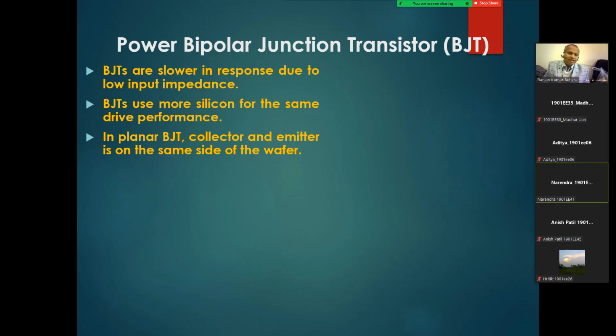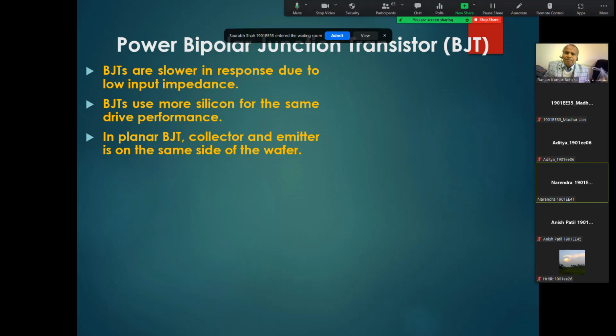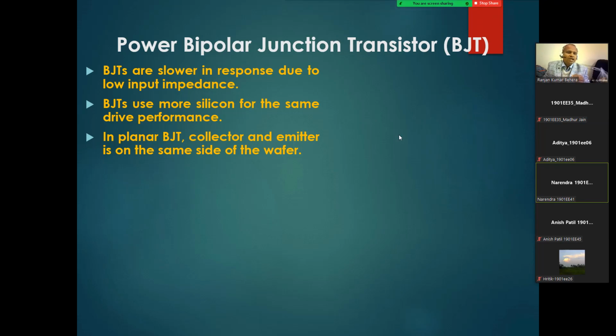Similarly, the BJT has a low input impedance, so a large amount of current is required to drive your base region. I think you have studied those things in the junction hour. But BJT also uses more silicon as compared to other devices to get the same drive performance.